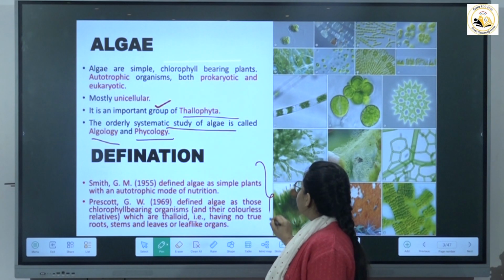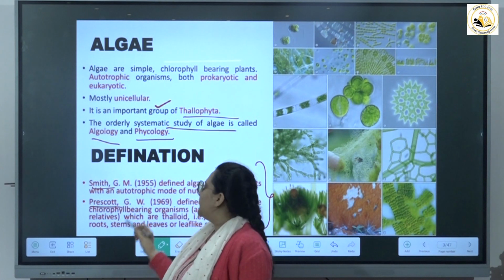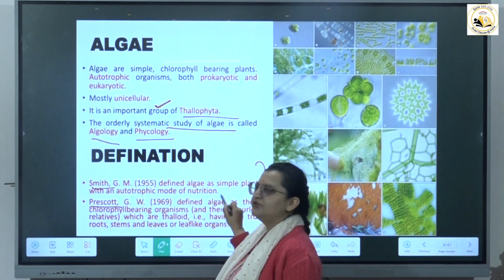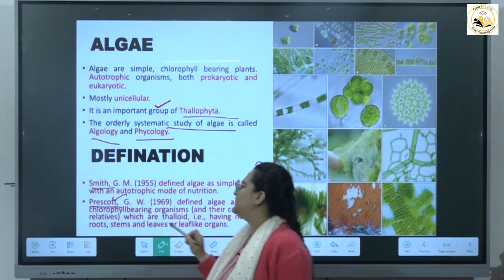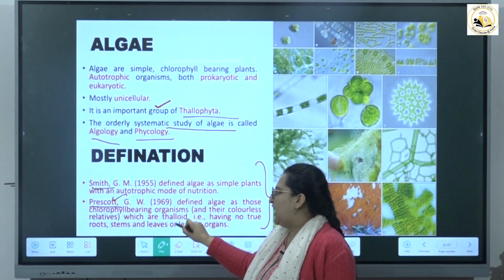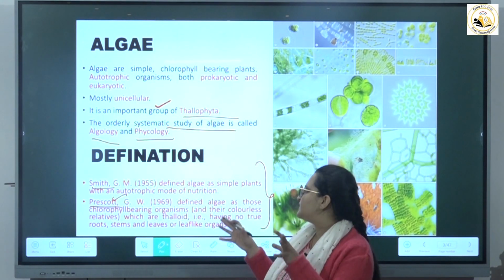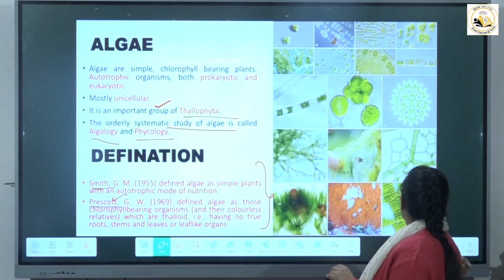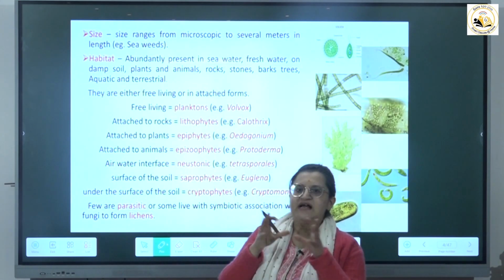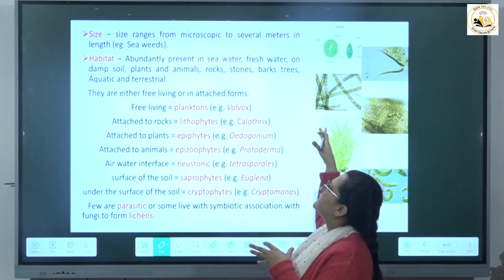Now here are the two definitions which were given by the well-known scientists Smith and Prescott. They have defined algae as simple plants with an autotrophic mode of nutrition, and Prescott defined it as those chlorophyll bearing organisms which are thalloid, that is they do not have any true roots, stems, leaves or leaf-like structures or organs. Now if we talk about the size of the algae, then the size varies from microscopic to several meters in length.